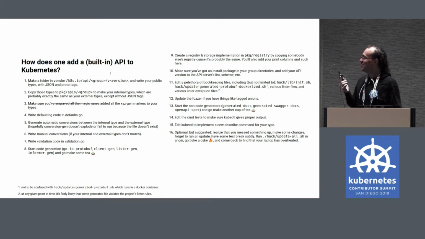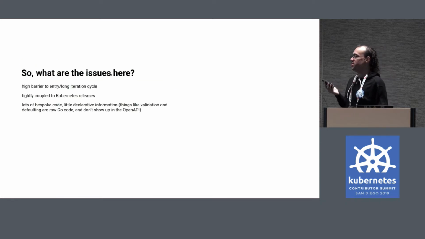So as you can see, there's a lot of steps here. I'm not going to go over all of them, but there's a bunch of different things to do, and most of it involves lots of manual Go changes in addition to your API, changing lots of build scripts, et cetera. So what are some of the problems here?